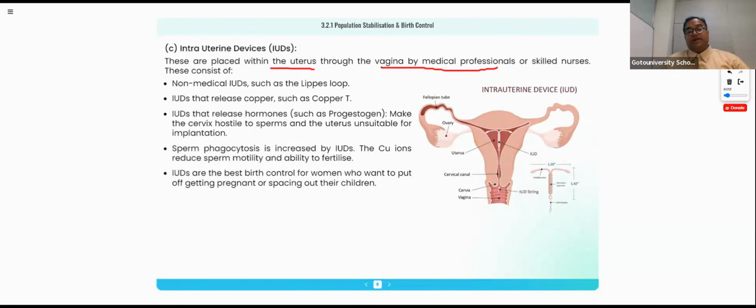The other device is the intrauterine device. What is an IUD? Intrauterine device. Not every IUD is made of copper; a few are. That copper inactivates sperm motility, so that the sperm will not reach the egg.